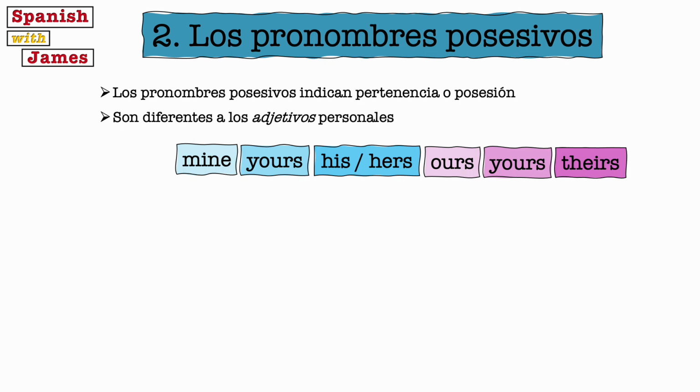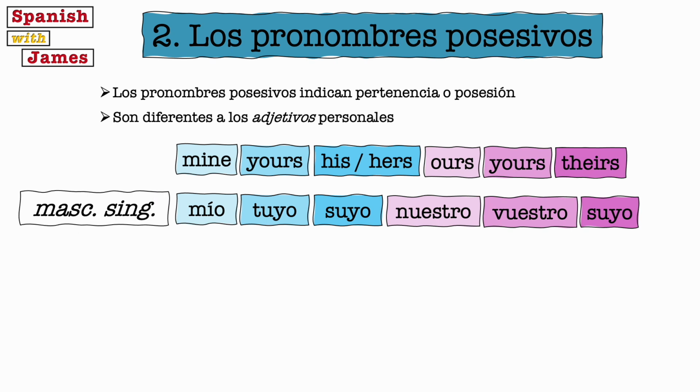An adjective has to go with a noun, so I'd have to say like my pen, his pen, her pen, whereas the pronouns can replace the noun itself. And these in English are mine, yours, his, hers, ours, yours, and theirs. And in Spanish you've got mío, tuyo, suyo, nuestro, vuestro, suyo. The adjectives are mi, tu, su, so very, very similar.